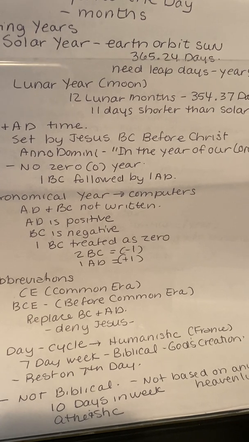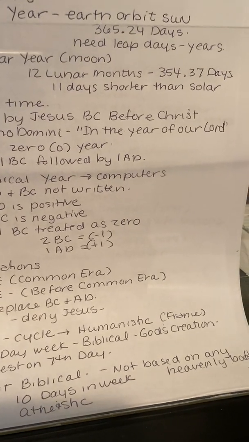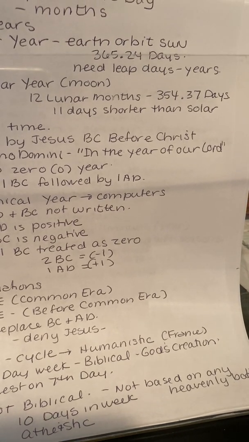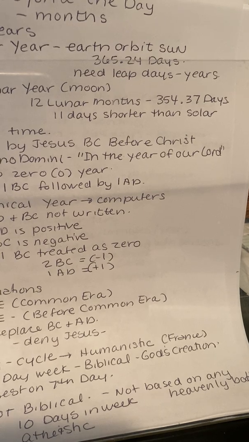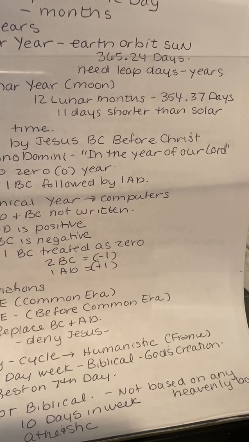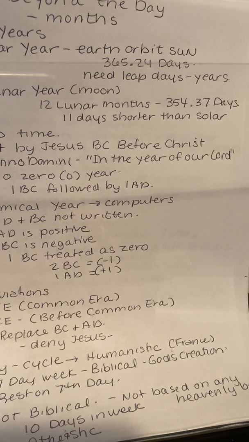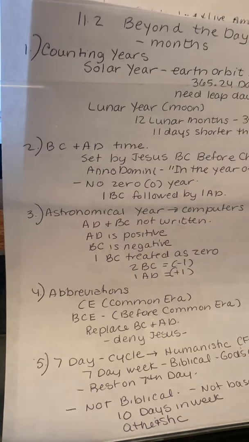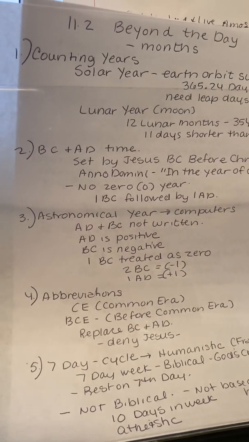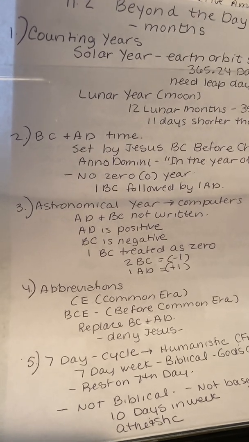The lunar year is a little different. It's 12 lunar months, you see there at the top, but it is only 354.37 days for a lunar year. So a lunar year would be 11 days shorter than a solar year. So let's go back to the BC and AD of time. Now these are going to be all different calendars as we get into it. That's why you need to know these details.